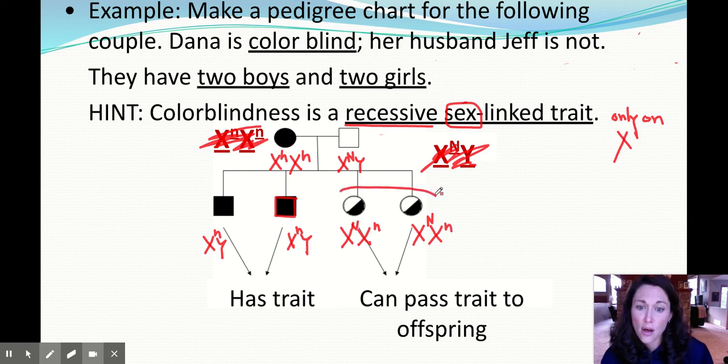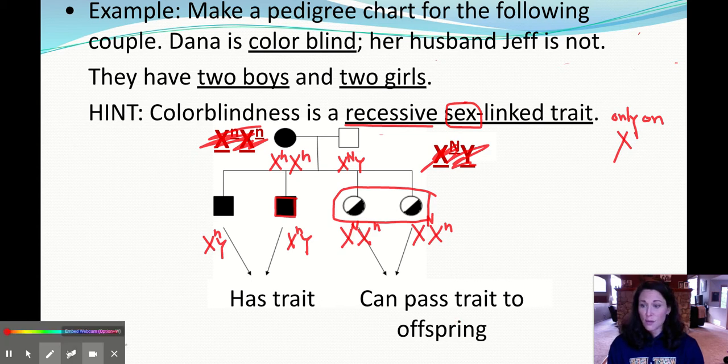Remember that we call these individuals carriers because they can carry the recessive trait. And obviously, these girls, if they have their own sons, will be able to pass that trait on to their offspring. So some important things to remember there.